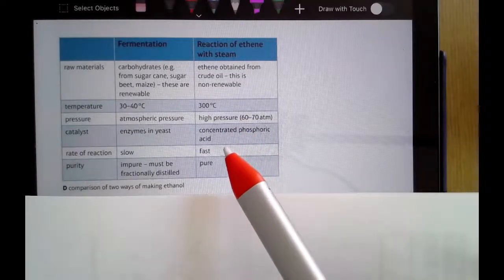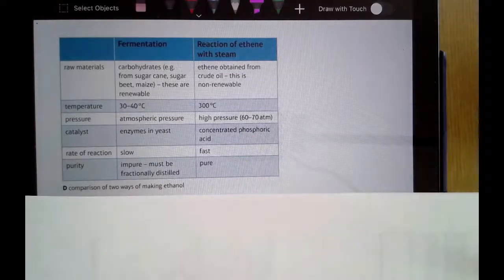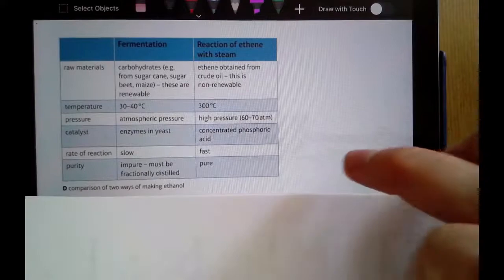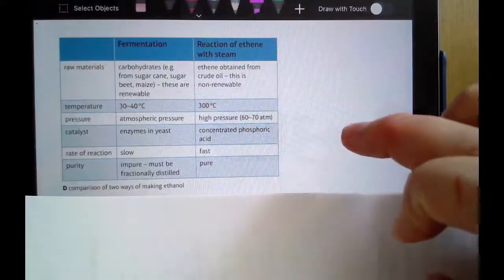However, this reaction is fast and you make one product, so you've got 100% atom economy and you've got a pure product compared to fermentation, which is much slower, and at the end you're not producing that pure alcohol, you have to distill it. So you've got different pros and cons for each.